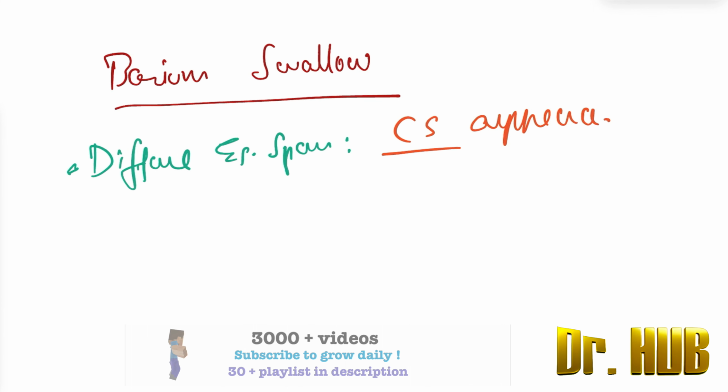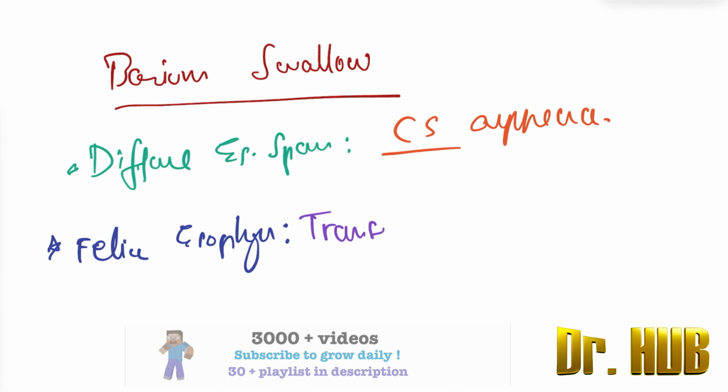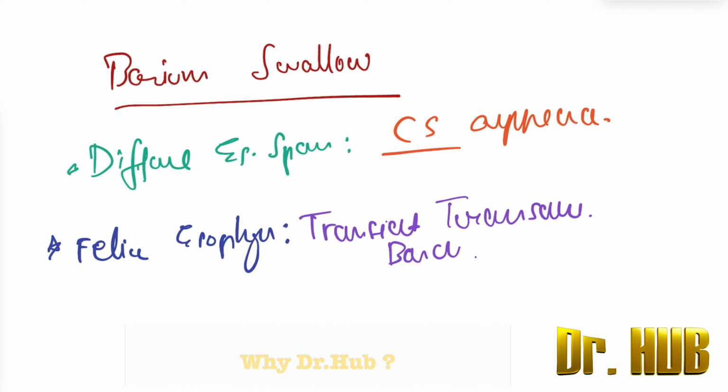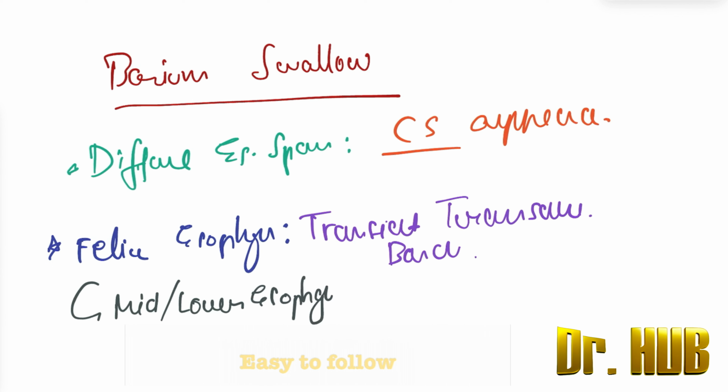Then we are looking at the feline esophagus. How does the feline esophagus appear? There are transient transverse bands, and they are seen in the mid and the lower esophagus on a double contrast barium swallow. It is seen only in the double contrast barium swallow.